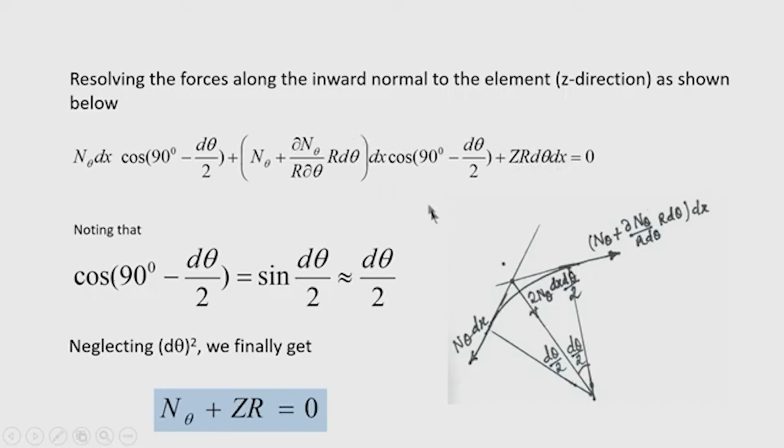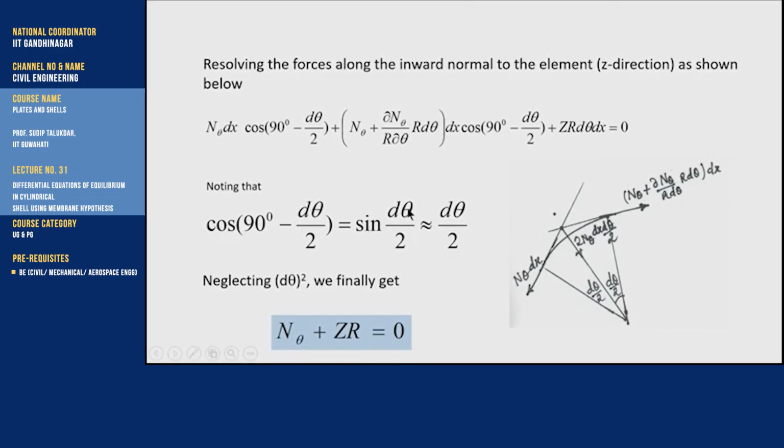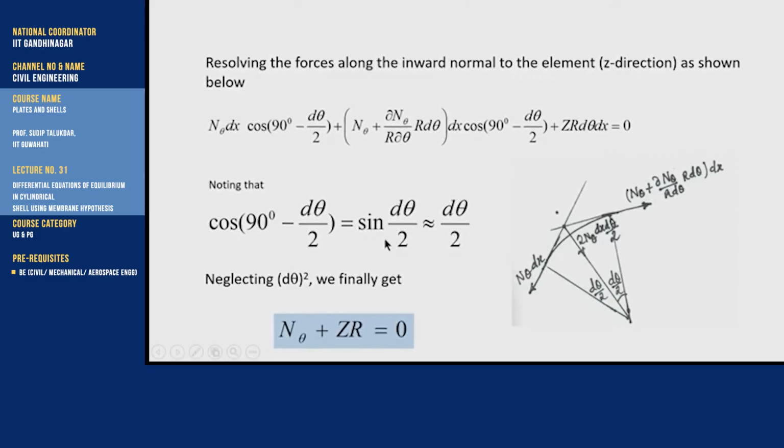You can see here the components of the forces on the two opposite edges arising due to circumferential membrane stress n theta are additive, because the components are acting in the same direction. So, these are added and combined with the external component of the external load along the z direction, that is z r d theta dx, equated to 0. So, note that cos 90 degree minus d theta by 2 is nothing but sin d theta by 2, and because d theta is a small angle.